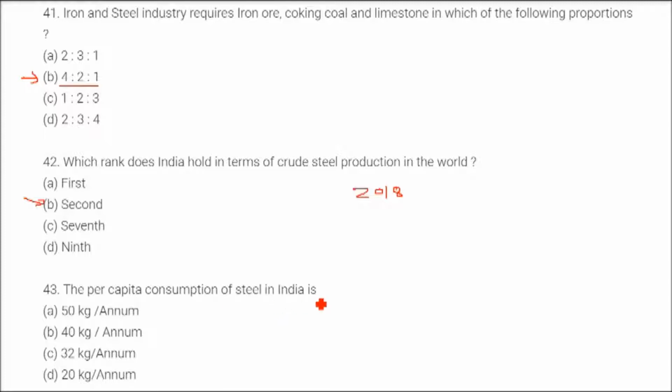The per capita consumption of steel in India today is 62.2 kg. But because the options are not there, we have in the NCERT textbook 32 kg per annum. So we'll go with this one because this is the highest, closest to 62.2.